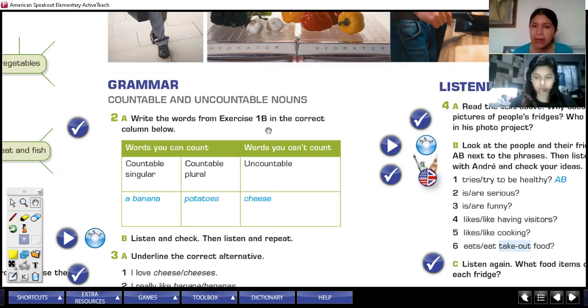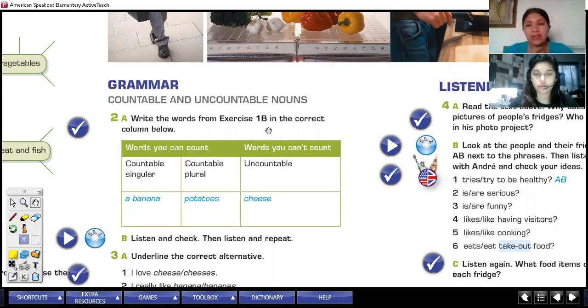So basically, a noun can be everything: a person, a place, a feeling, an idea, a thing. I don't know if I've already mentioned it. Okay, so todo eso puede ser un noun, right? Un sustantivo. Todo lo que puede ser un sujeto es un noun. Okay, so nouns are divided into countable and uncountable. Se dividen entre contables y no contables.